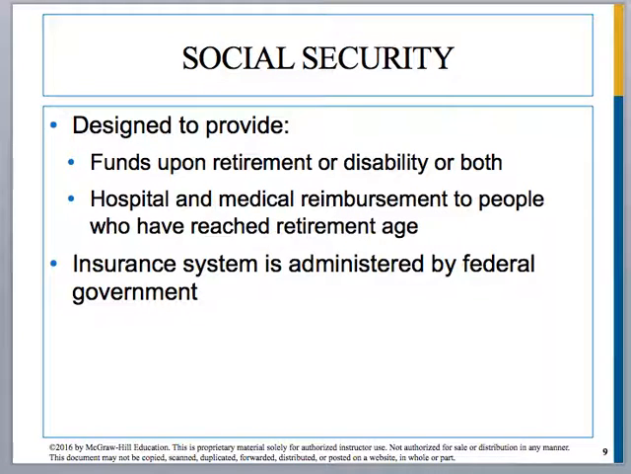Social Security was created to provide you with money after you retire, or become disabled, or both, right? So you could retire, be disabled, or be retired and disabled. And the hospital and medical reimbursement to people who have reached retirement age is another reason that Social Security has been put in place. The insurance system is administered by the federal government.